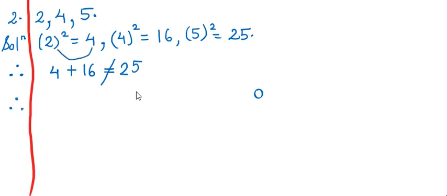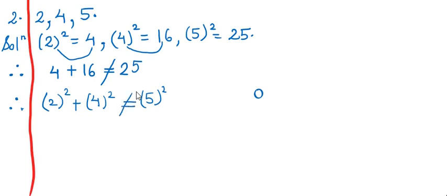Yeah. So I am going to write here, 4 is what? 2 square plus, what is 16? 16 is 4 square. Yes. And what is 25? 25 is nothing but 5 square. So, is 4 plus 16 equal to 25? No, not equal to. So, here we will have the not equal to symbol. Did you understand here? So, students, we can say that 2 square plus 4 square is not equal to 5 square.